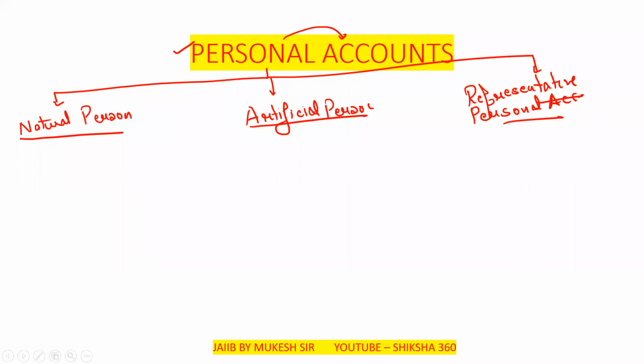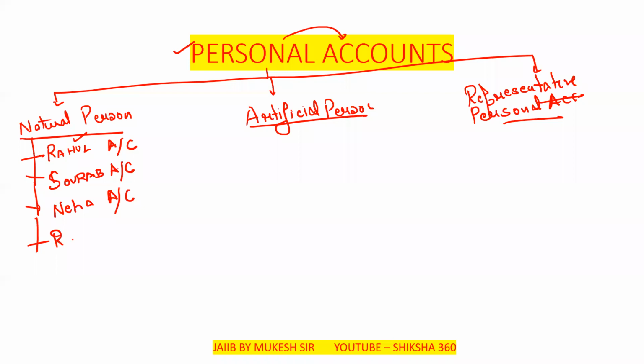So what is the meaning of natural person? Like we can say the Rahul account, Saurabh account. The account linked with any specific person, like Neha account, Raman account, is known as a natural personal account.